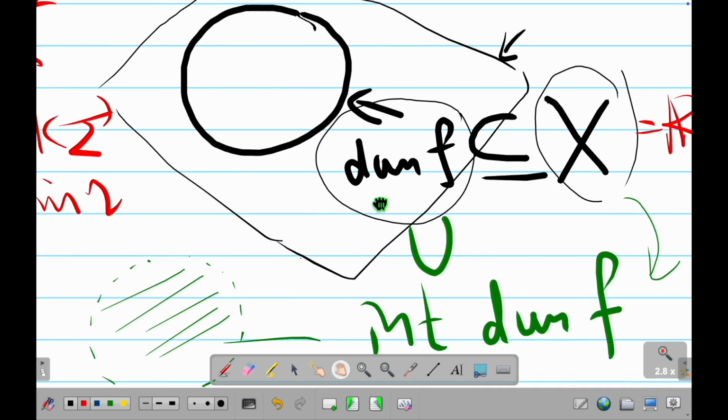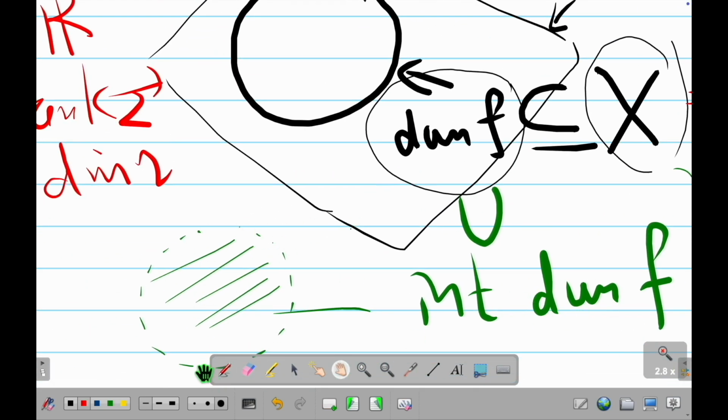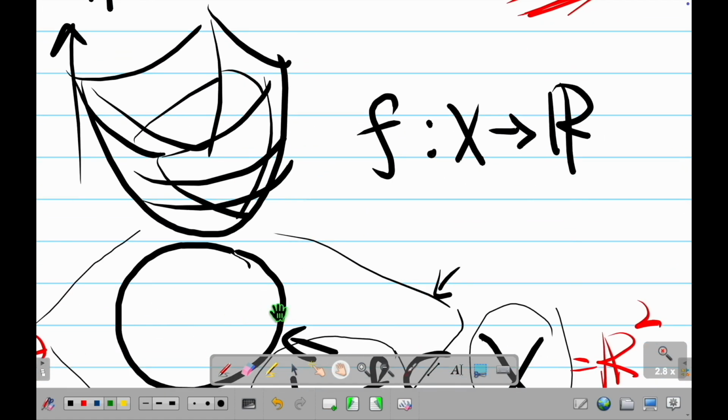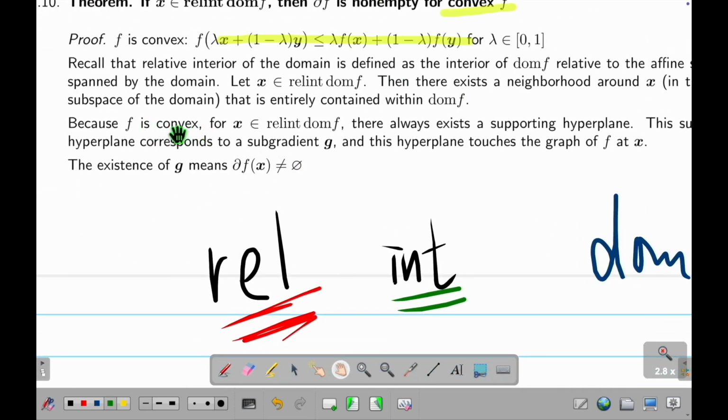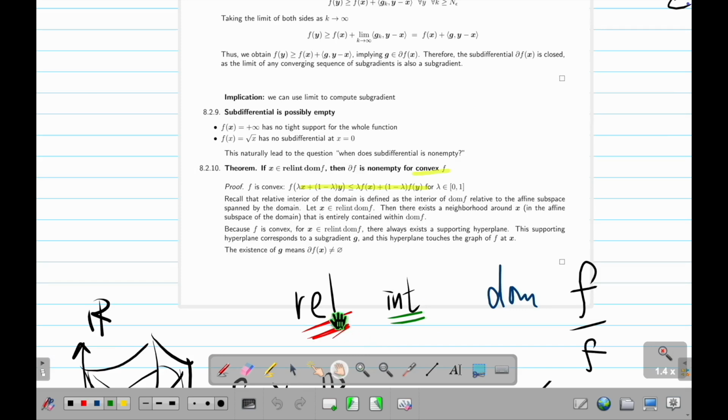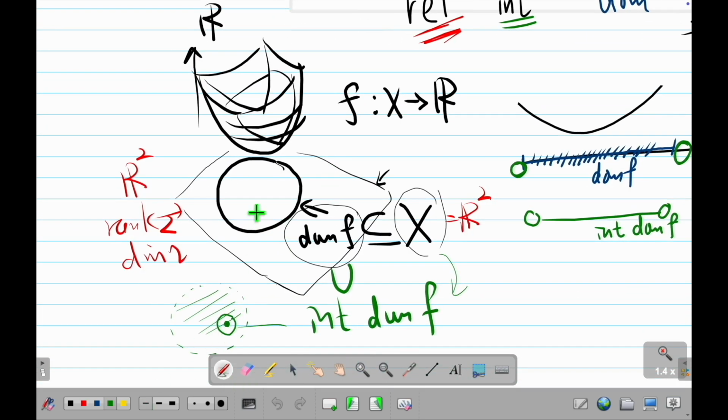So I have this, right? This is my interior of domain F. Now I have a point somewhere here. I always have a neighborhood, that means I have a ball. This ball follows all the geometry of the ambient vector space, which means it is entirely inside this domain. Then, because F is convex, there is a supporting hyperplane. This is exactly this kind of picture, right? So I have a point here.